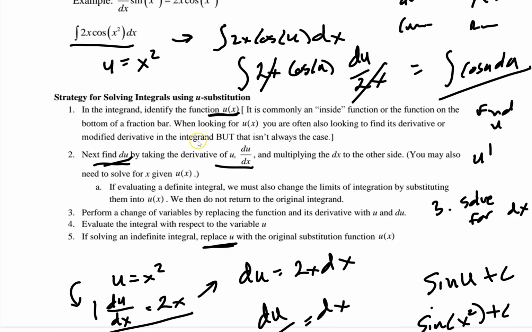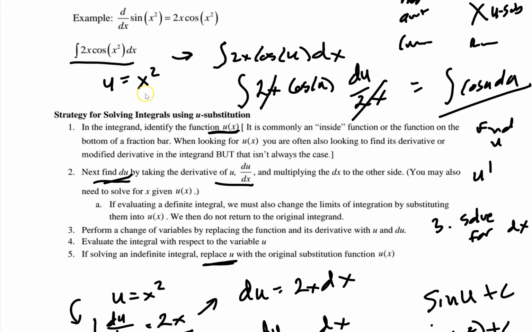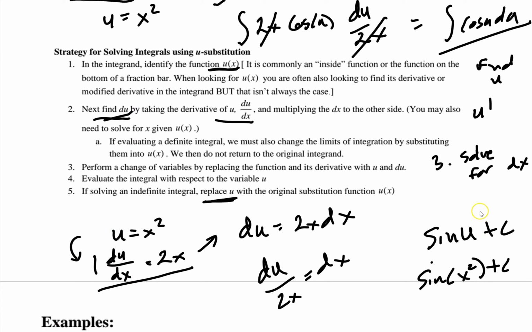Step 1, find your u. So over here we find our u. Step 2, take a derivative of that u. So we have this, take a derivative of both sides. Derivative of u is du dx. It's like derivative of y is dy dx. Right, derivative of 2x is 2x.